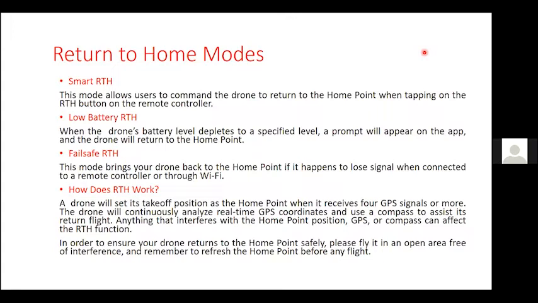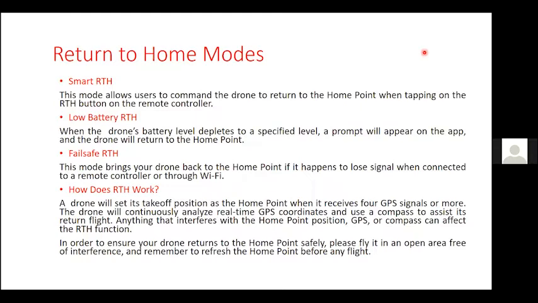Next is the fail-safe RTH. Many times it happens that your transceiver is not working properly, you don't have much idea about the flight, and you can't tell the side of the nose, so your drone goes out of your line of sight. This also happened to me one time. So in this case, a fail-safe RTH is applied.